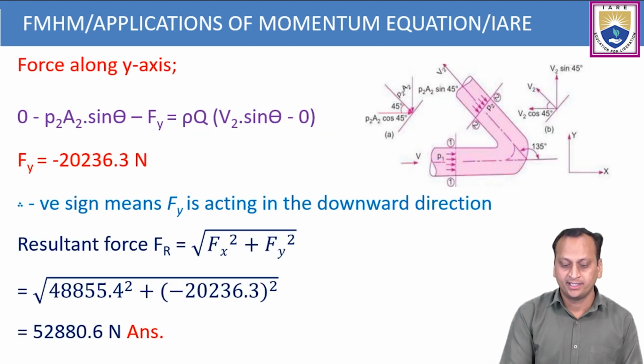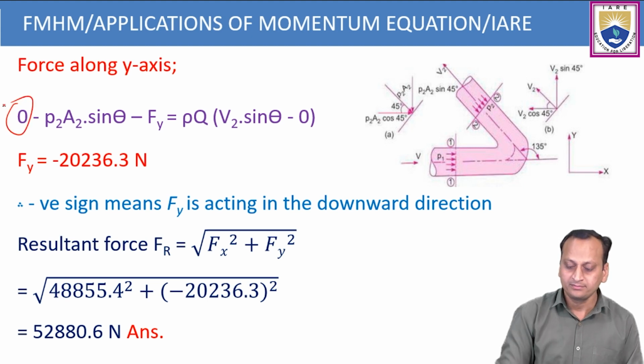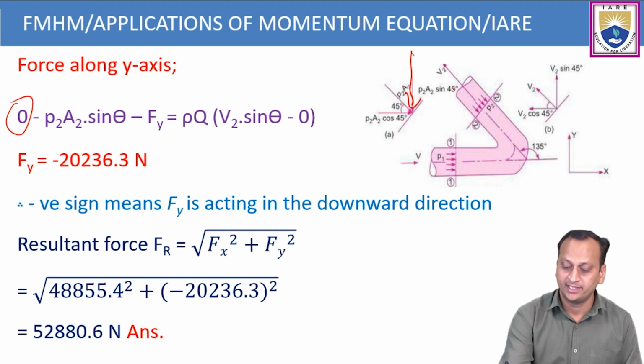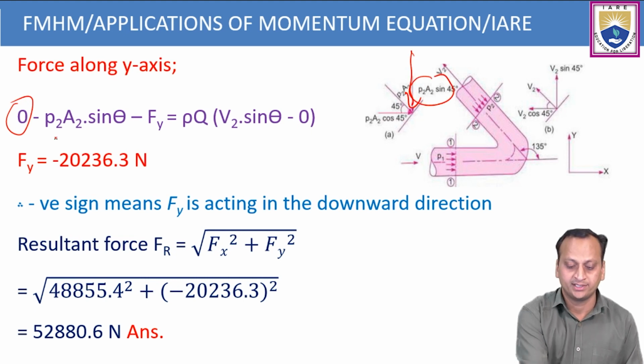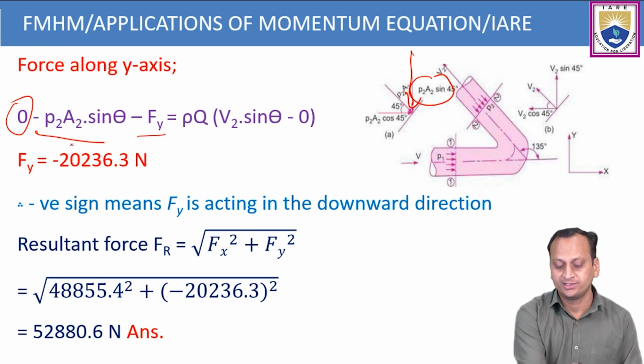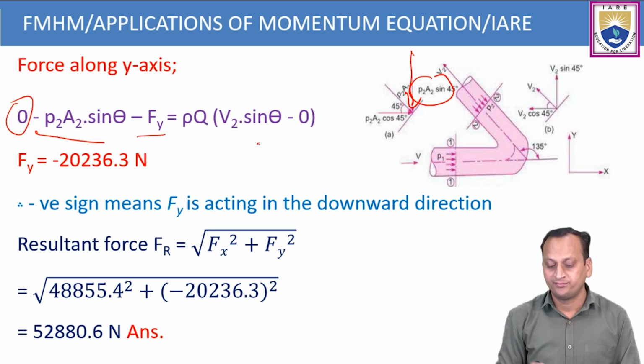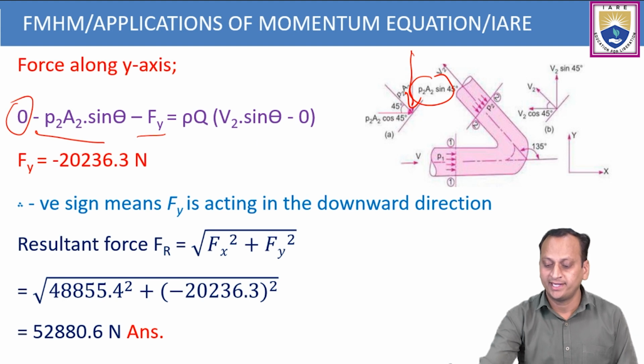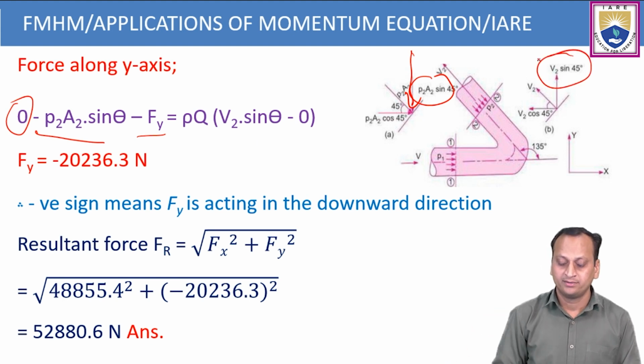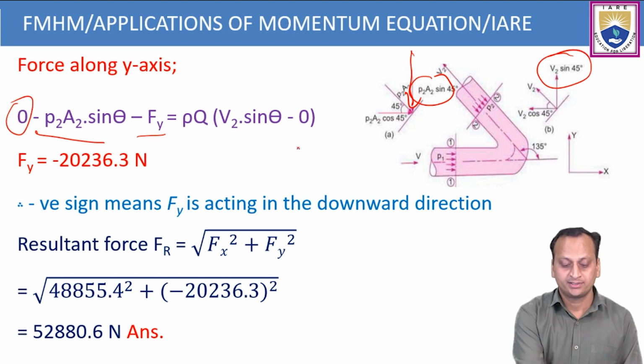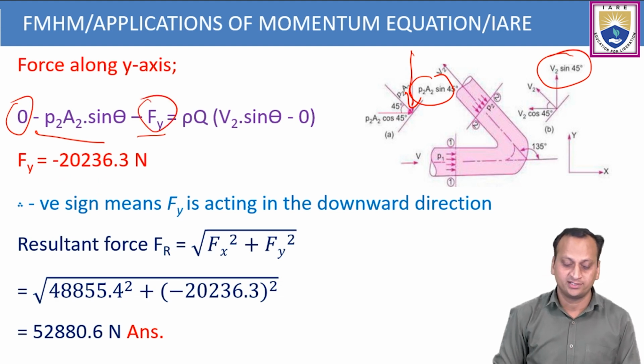Similarly, along the y direction, at section 1 there is no force, therefore 0. The pressure force is acting in the downward direction. Since it is downward, P2A2 sin theta is negative. Minus Fy, this is the resultant force, equals rho Q. The final velocity along the y direction is V2 sin theta, minus 0. So from this we calculate Fy as minus 20236.3 newtons, that is negative.